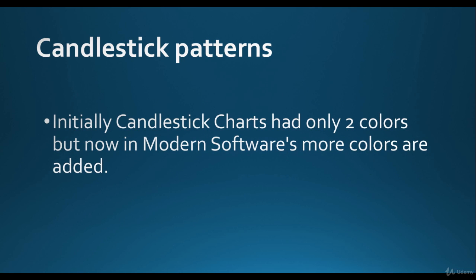Initially, candlestick charts had only 2 colors, but now in modern softwares, more colors are added. That's why you will see I'm talking about black and white candles, and then I will be showing on charts that those black candles are like red candles and those white candles are green candles, because green means up and red means down. Why am I showing them in 2 colors? Because in some software they only show black and white, and in others they show modern colors.